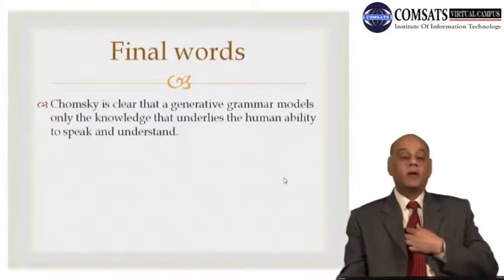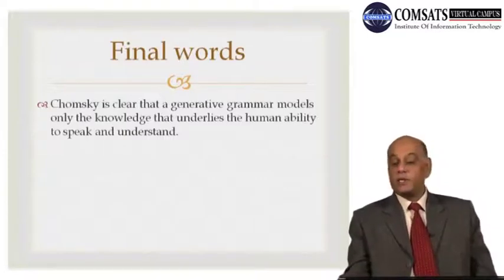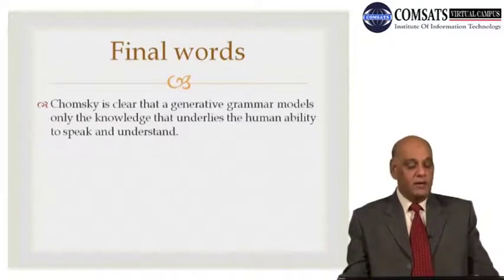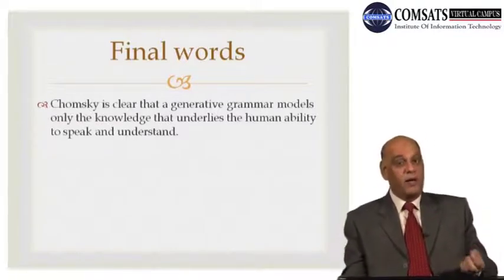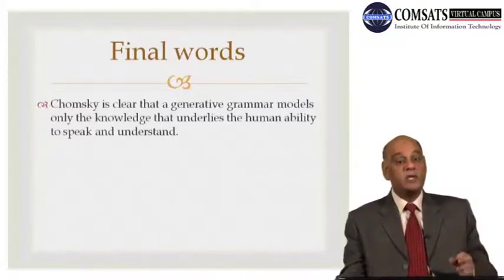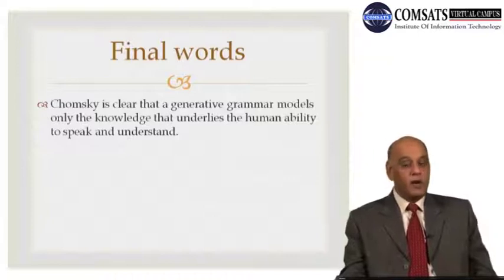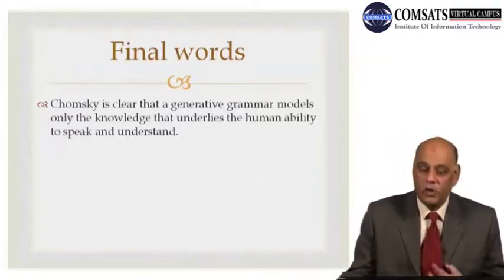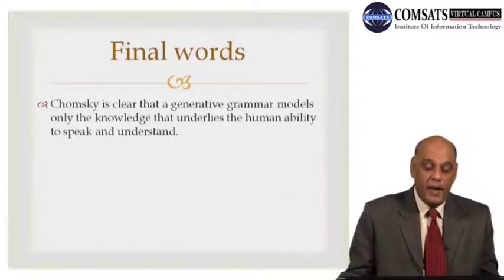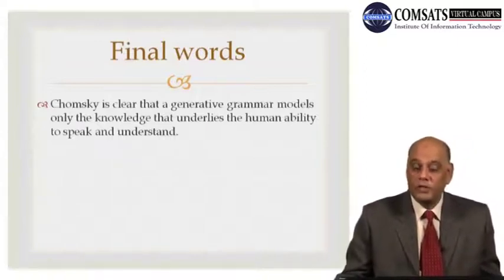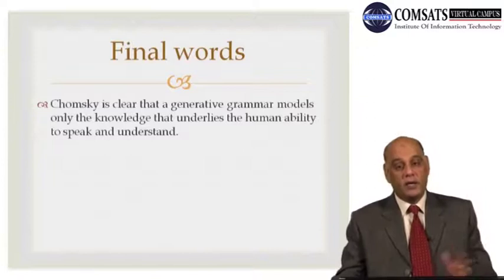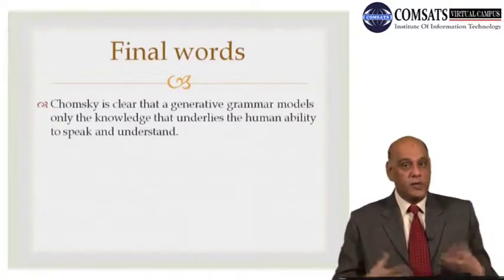Now Chomsky says finally, Chomsky is clear that a generative grammar models only the knowledge that underlies a human ability to speak and understand. Now, we just said a few minutes ago, where does this meaning come from? The meaning which is already present in the mind. So Chomsky is very clear here that a generative grammar, what is generative grammar? It is modeled only on the knowledge that underlies a human ability to speak and understand. There's already a knowledge present with us.